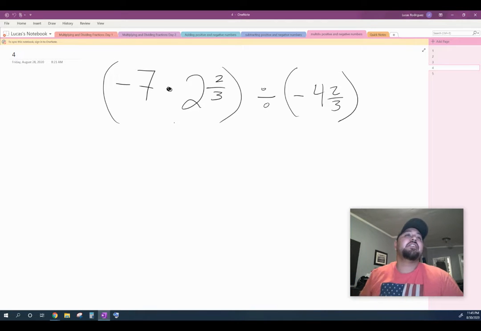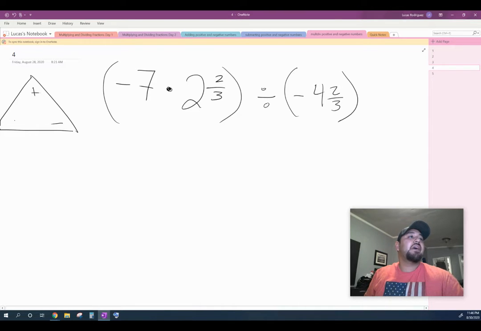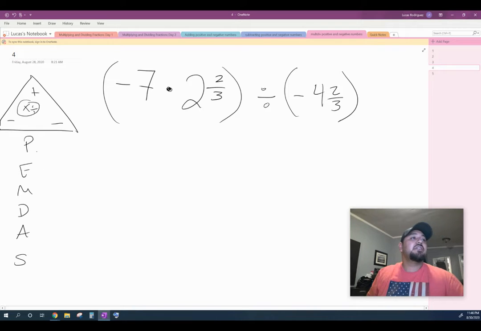Oh, my goodness. What am I looking at here? So first, I'm going to draw my little triangle here to help me with my multiplication and division. All right. And I'm also going to put my PEMDAS here to help me keep track of how to work this order of operations.